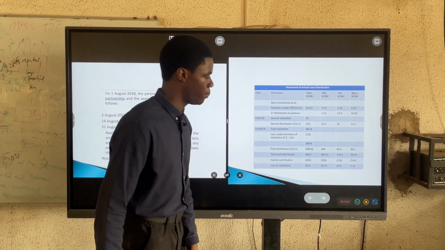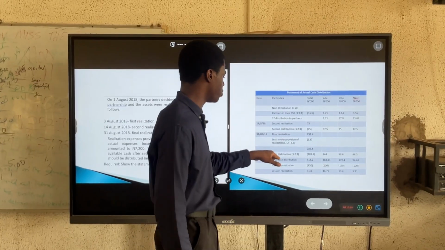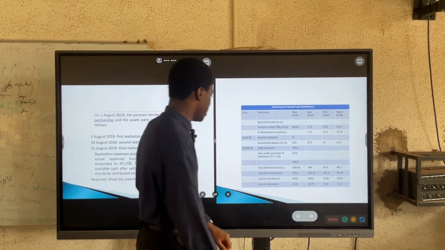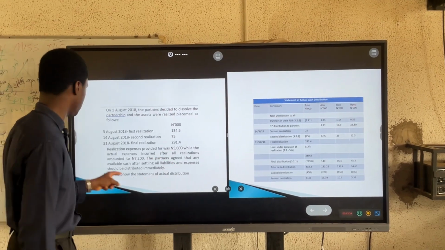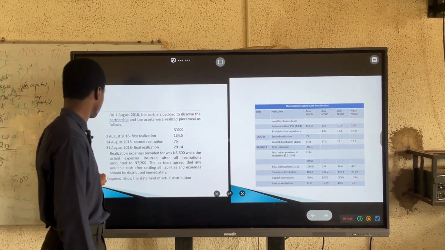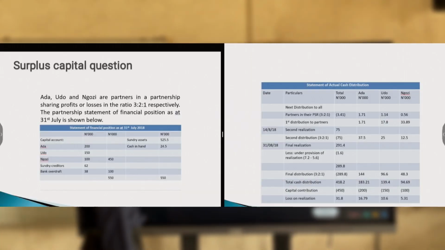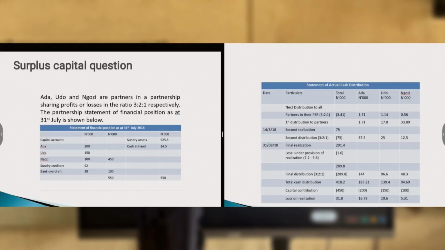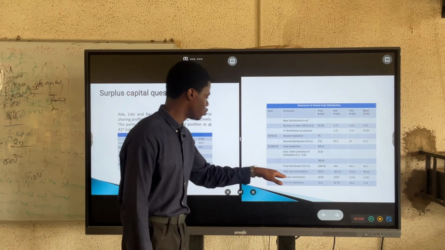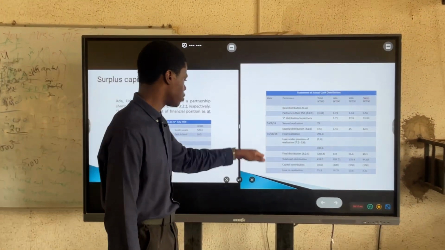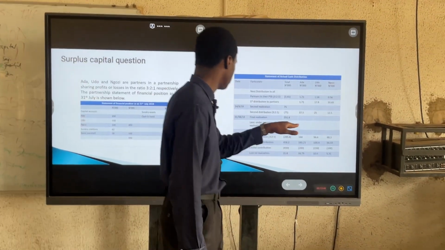When you sum everything up, your total cash distribution is going to be equal to all of this. And then the capital contribution in the question, this was their total cash contribution. If you add everything together, you get 450. So this was what they contributed to the business, right? And this was the total amount of money that each of them actually received.